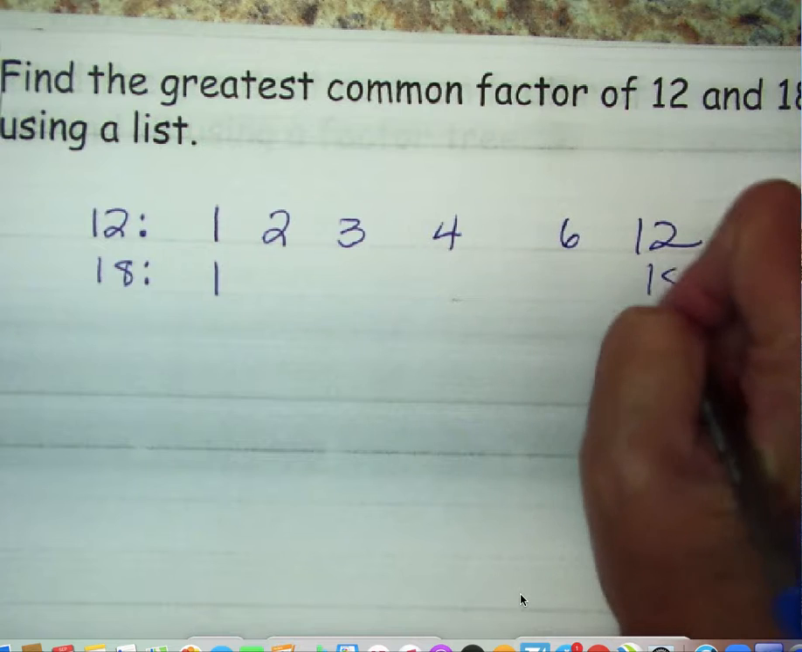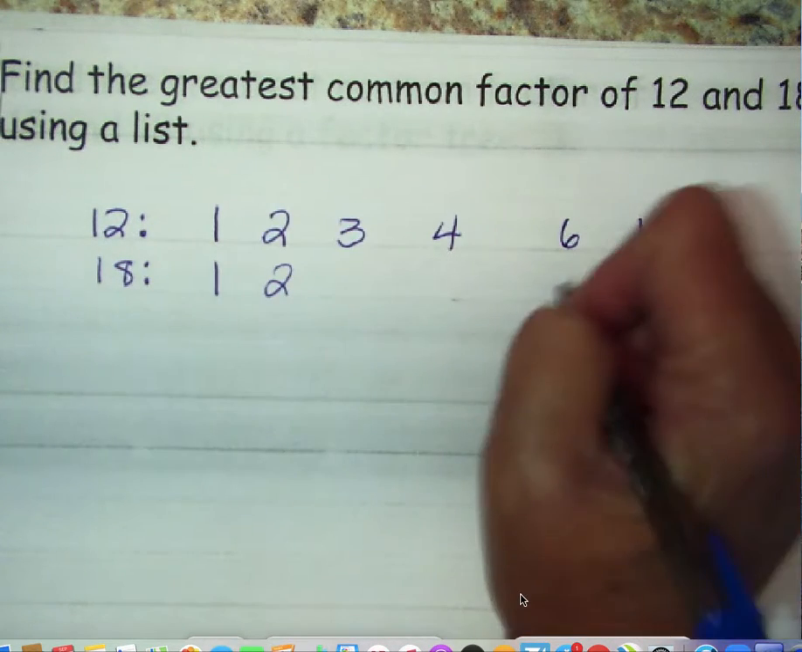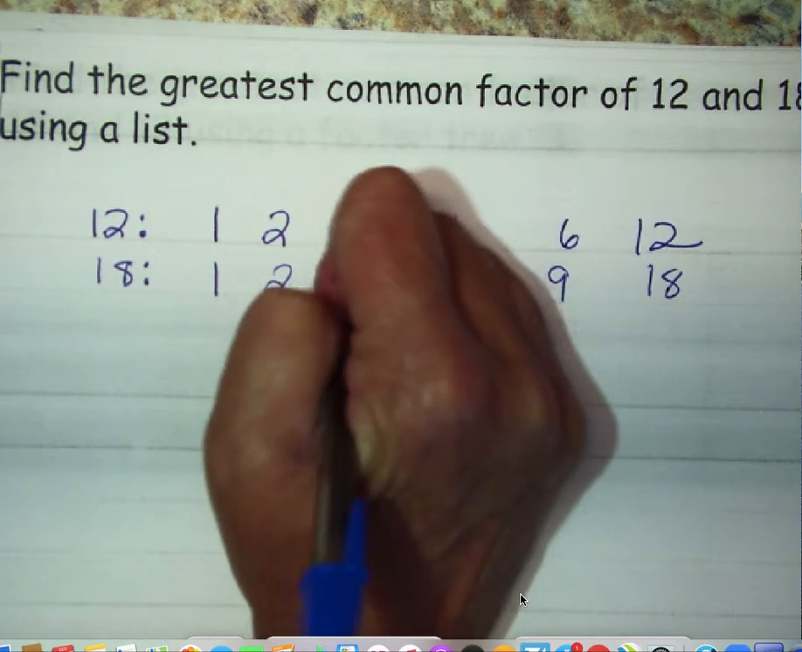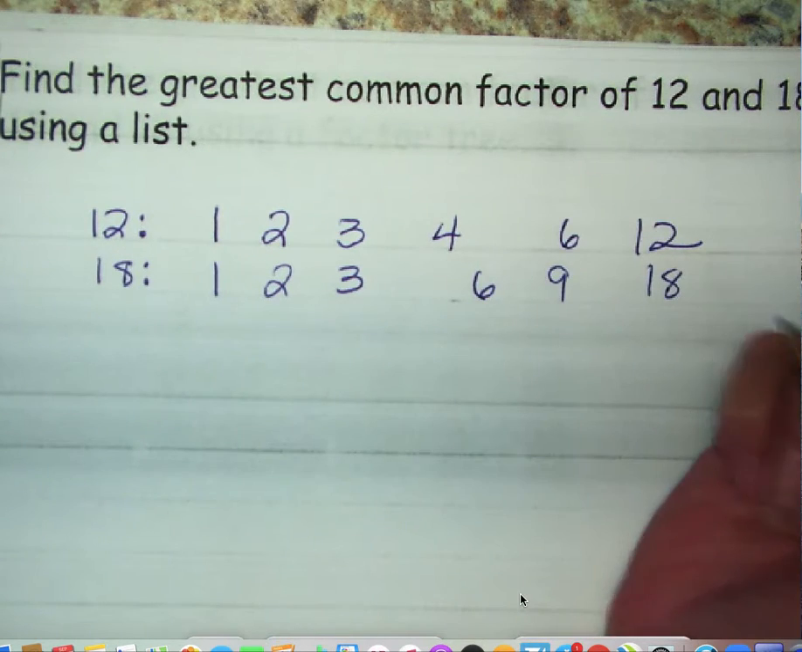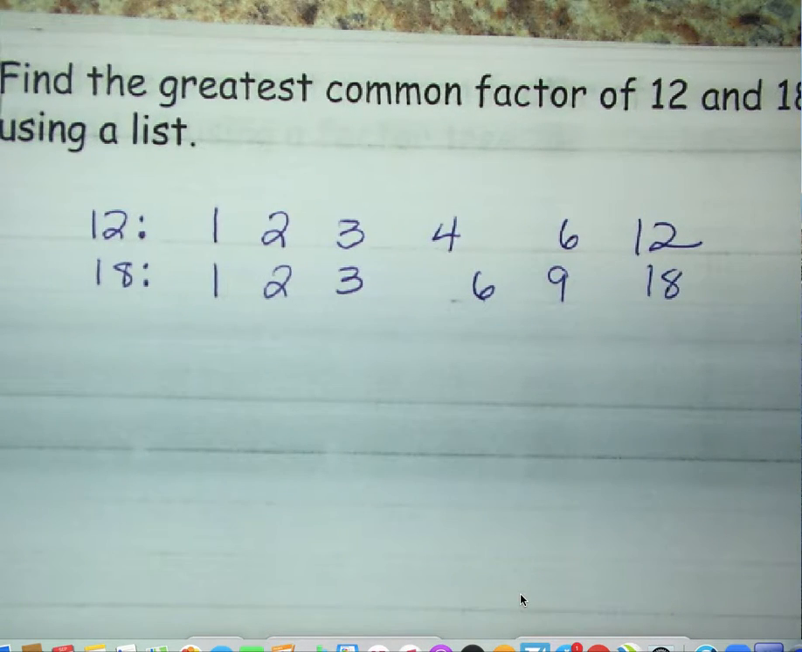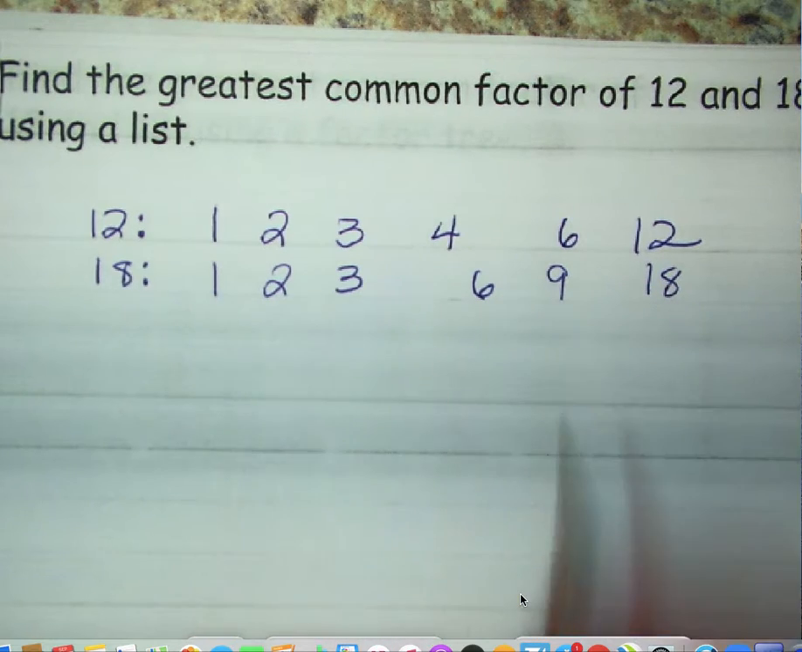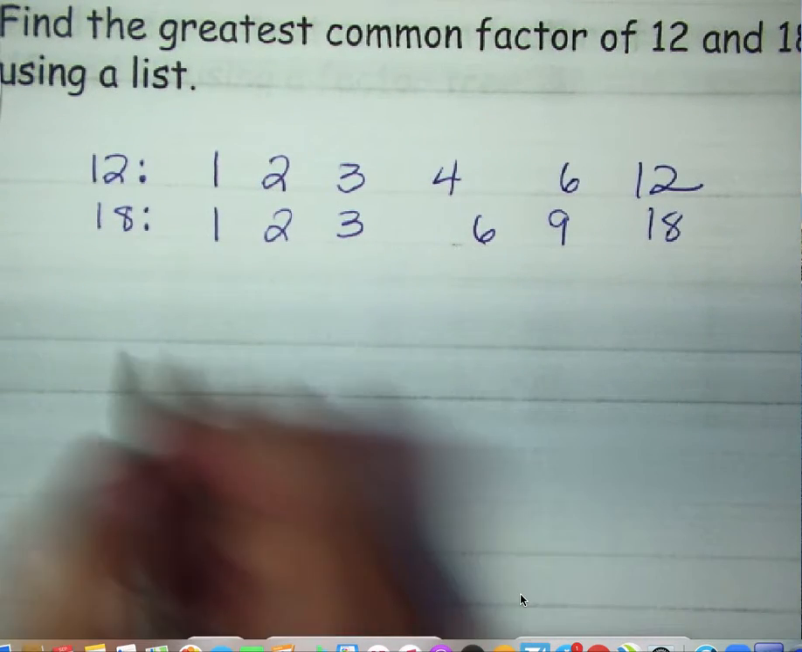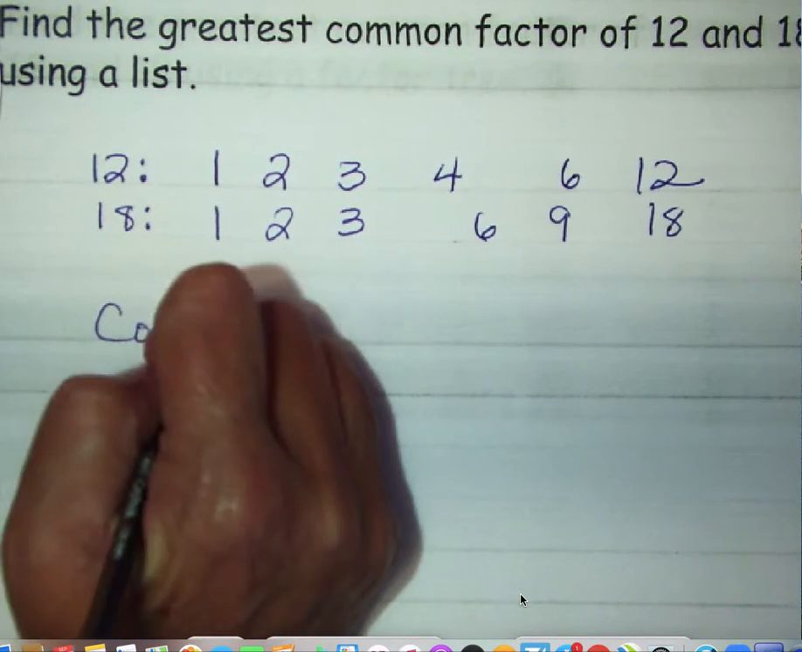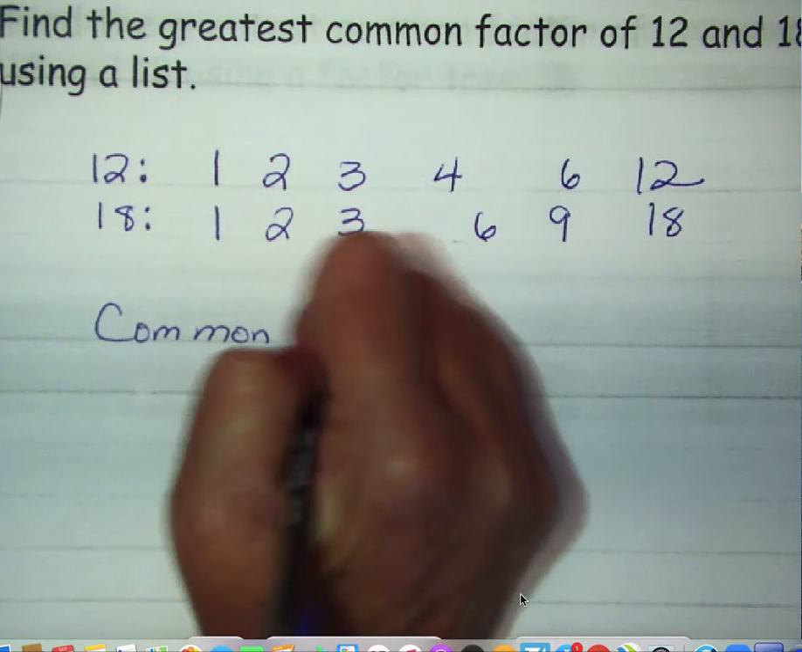All right, 18. 1 and 18. 2 and 9. 3 and 6. 4, 5, 6. I'm starting to repeat. Okay, so let's write down our common factors.